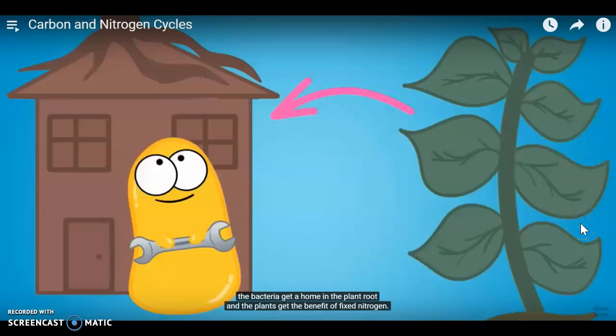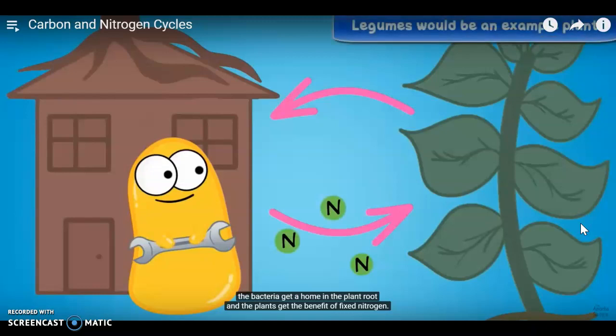Remember we talked about symbiotic relationships when we talked about the endosymbiotic theory, that the larger prokaryote bacteria, when they absorbed the mitochondria and the chloroplasts, they worked together in symbiosis. So nitrogen-fixing bacteria are able to do that on plant roots as well. They work together for the greater good. What's the benefit of this fixed nitrogen?